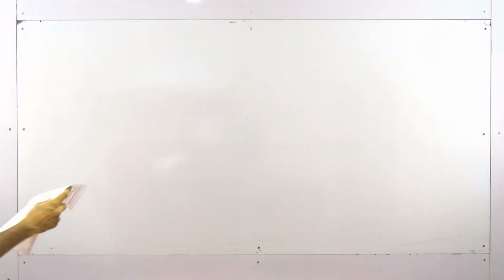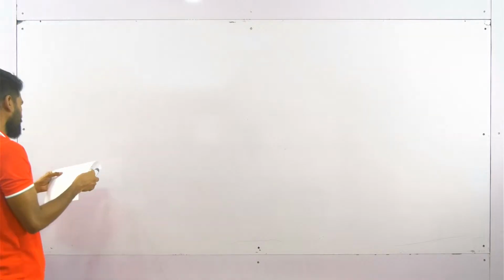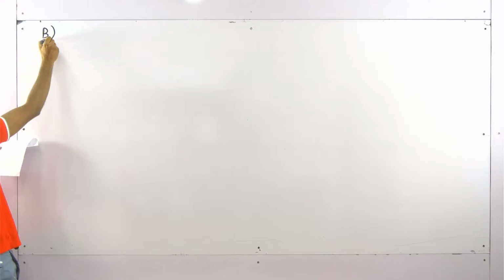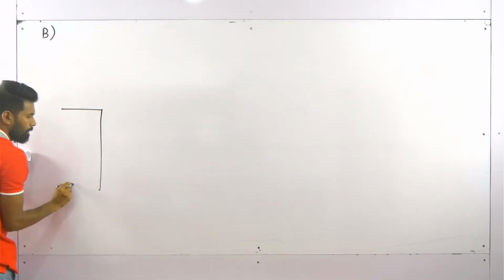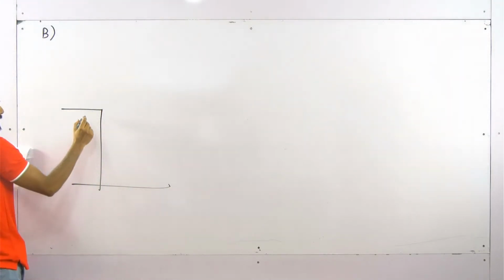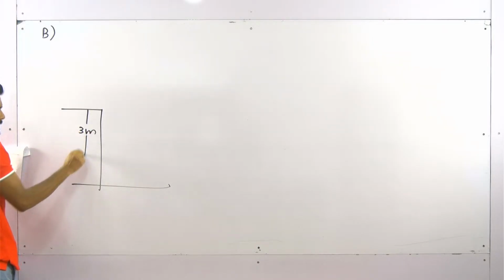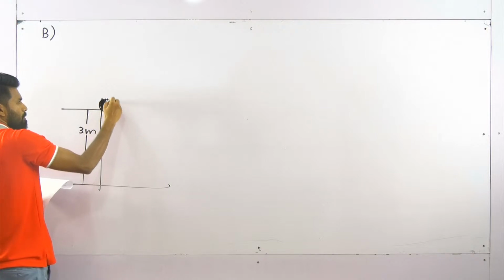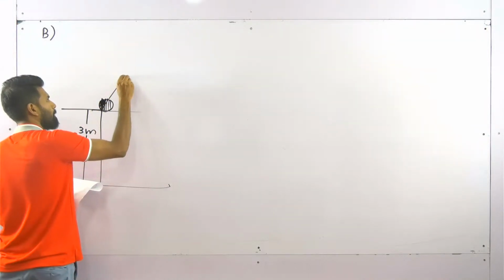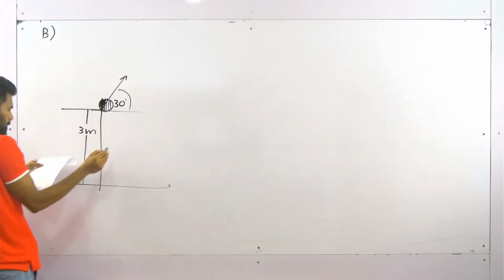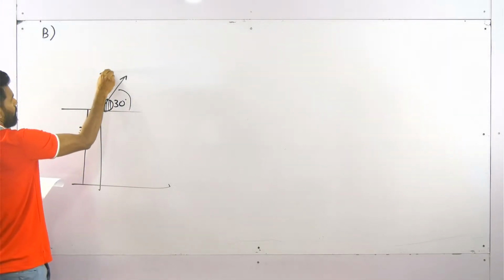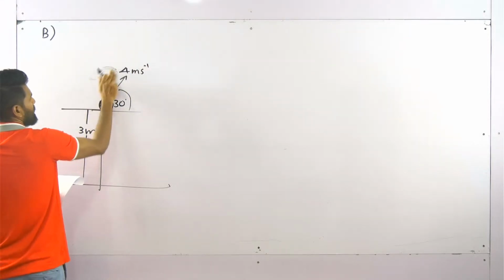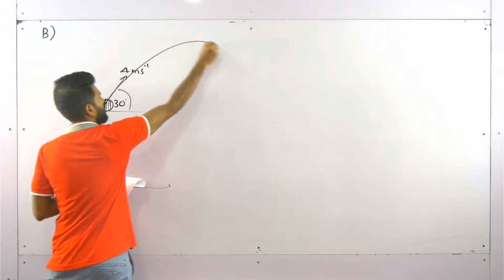Okay, an object is projected from point A at an angle of 30 with the horizontal. Let's draw that. The position is like this. Let's say it's a cliff 3 meters high. An object is projected at an angle of 30 to the horizontal with a velocity of 4 meters per second. So you will see a projectile motion like this.